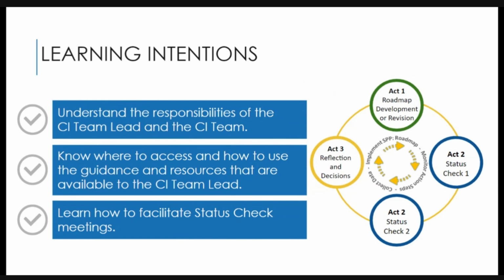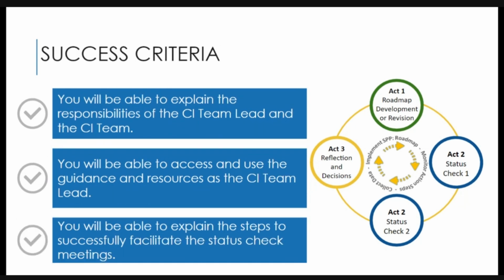So we're going to review our learning intentions for today. We're going to be discussing the responsibilities of the CI team lead and the participation required of the CI team members. You'll know where to access the guidance and resources and how to use these tools to facilitate status check meetings at your school site. By the end of our time together, you're going to be able to explain those responsibilities of the CI team lead and your CI team, access and use the guidance and resources as the CI team lead, and explain the steps to successfully facilitate the status check meetings.